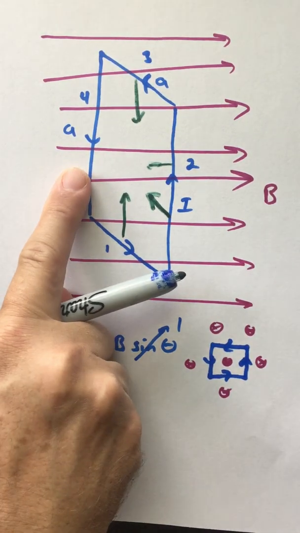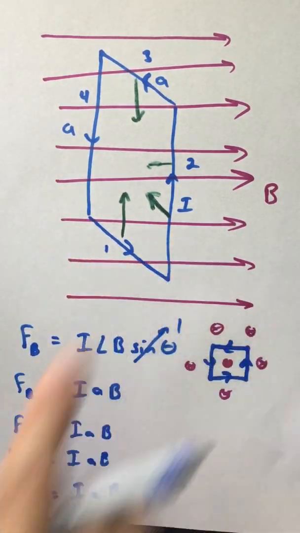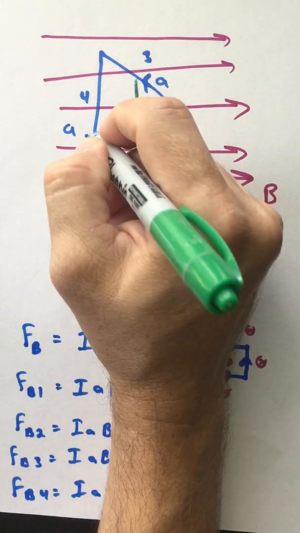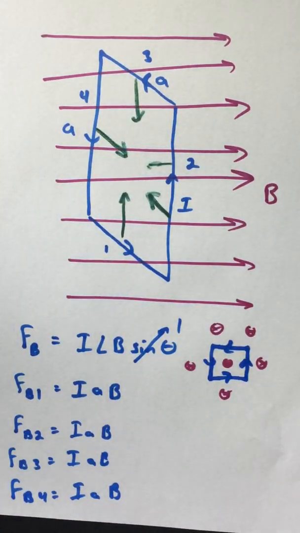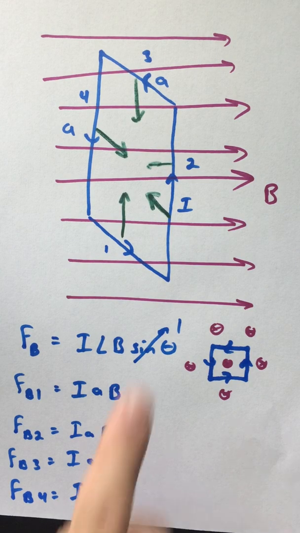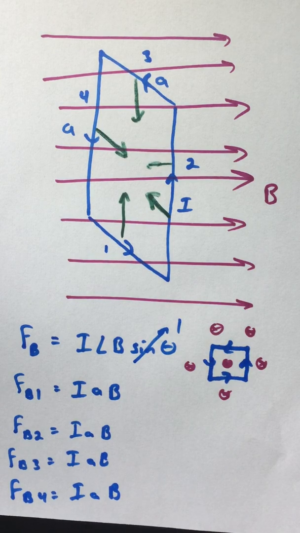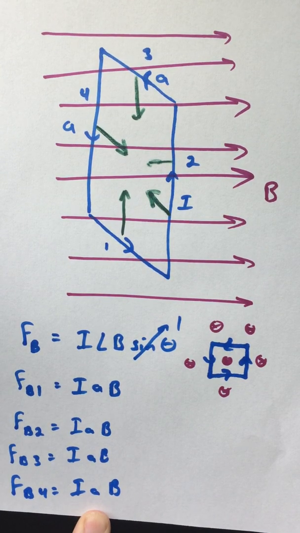That means, of course, over here, because my current is opposite direction to this one, I'll get a force over here that looks like that. All right, I think that works okay. So what's going on here? Well, every one of these forces is the same magnitude. They're all IAB because the field and the current are both uniform.